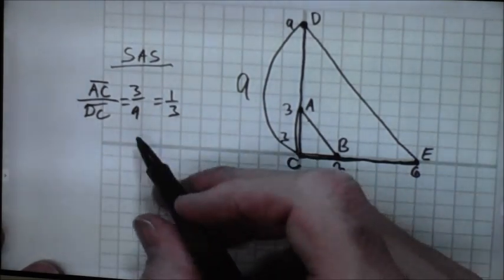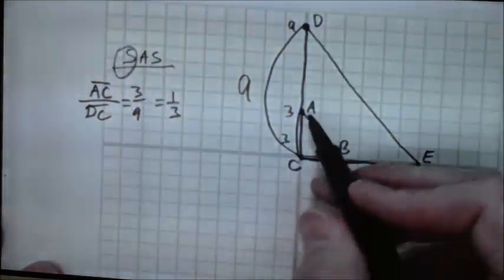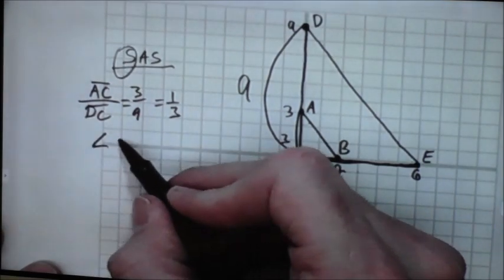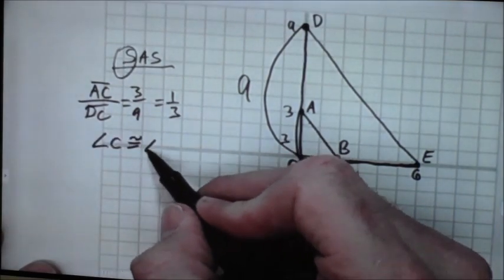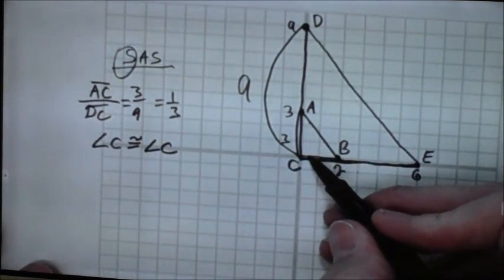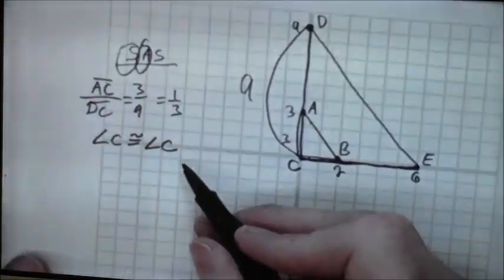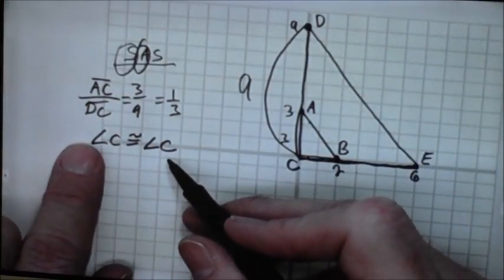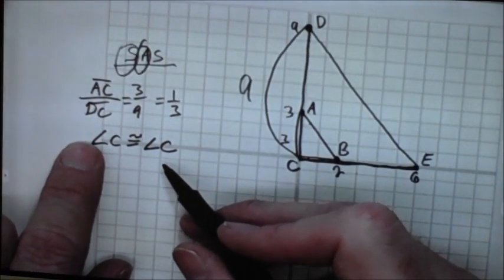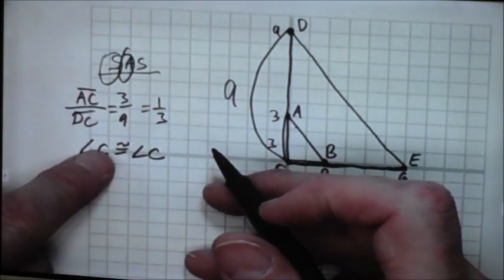Now, I have the S. Angles, I can say that angle C is congruent to angle C. So I have the A part. Yes, that seems like real common sense, but you still actually have to write it. I have a side, I have an angle.